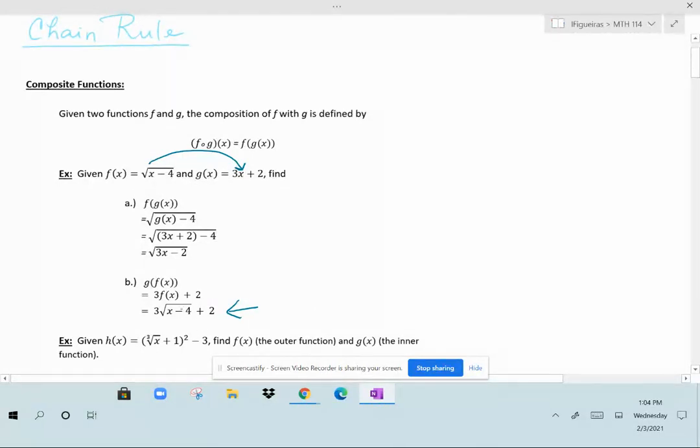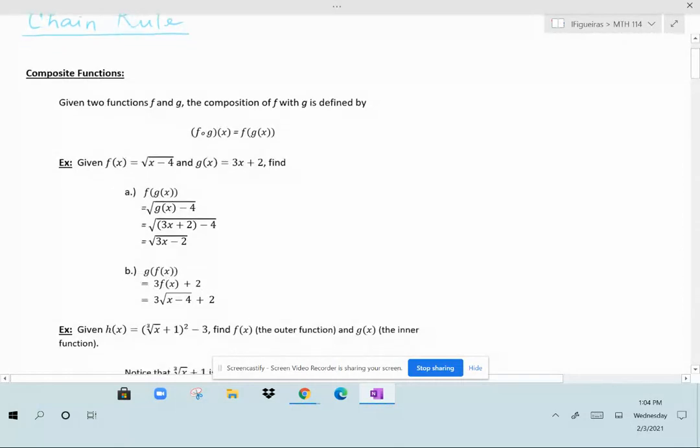There's nothing else you could really do at this point because you can't combine your constants here. One is inside the radical, one is not. You can't distribute because of the radical. So your composite g of f of x is 3 square root of x minus 4, plus 2.